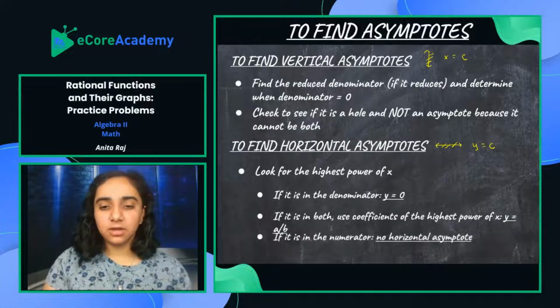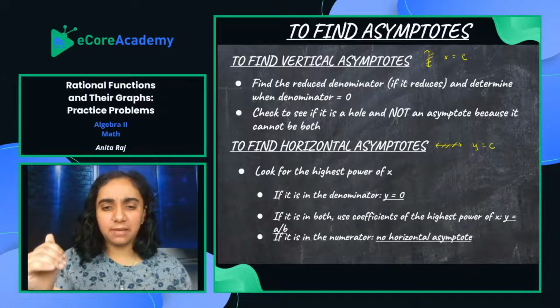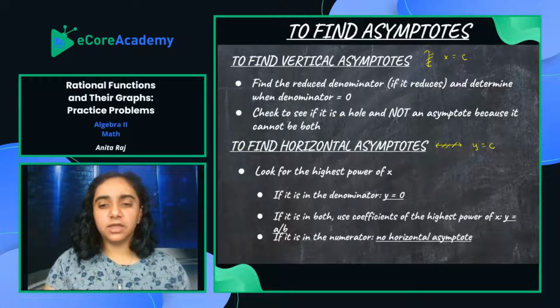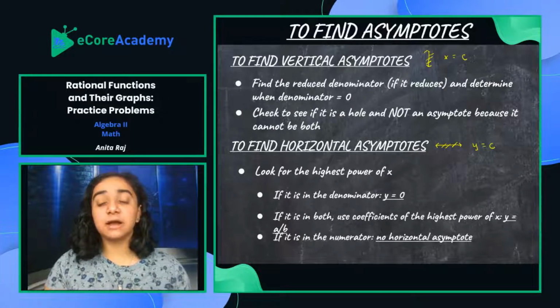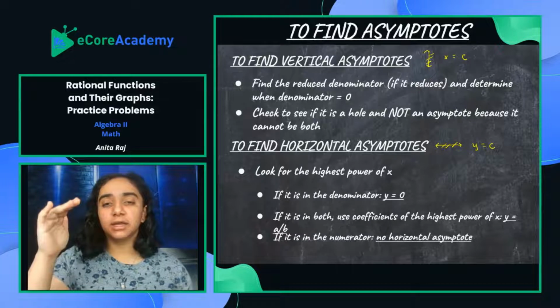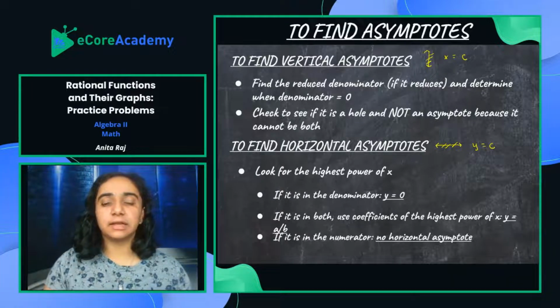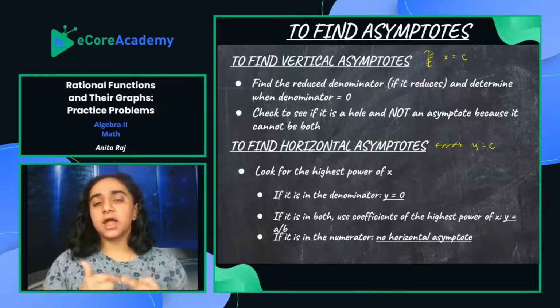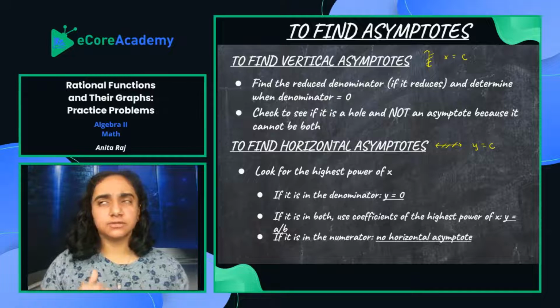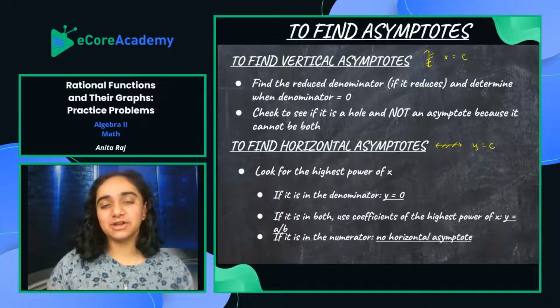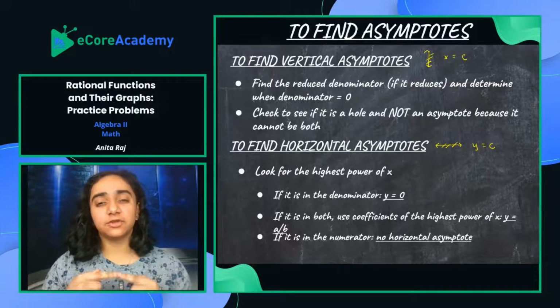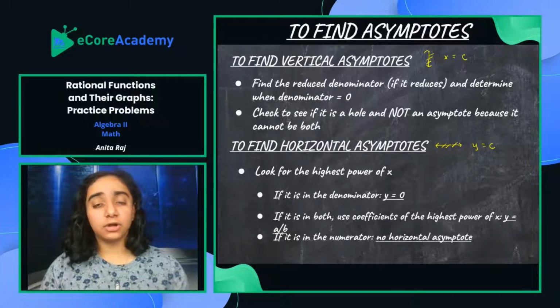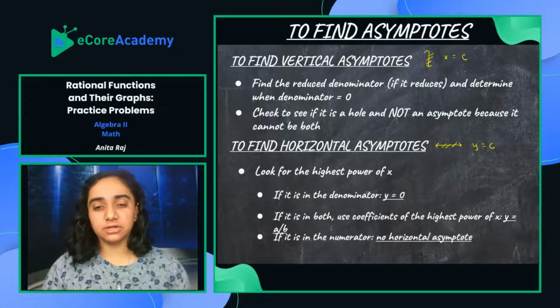And then lastly, I'm sorry that it's kind of overlapping, but if the highest power is in the numerator, let's say we have that same example with the x squared minus 2, but we flip it, and this time we have x squared minus 2 in the numerator and x plus 4 in the denominator. The numerator has a higher power, and if the numerator has a higher degree, then you're going to have no horizontal asymptote.